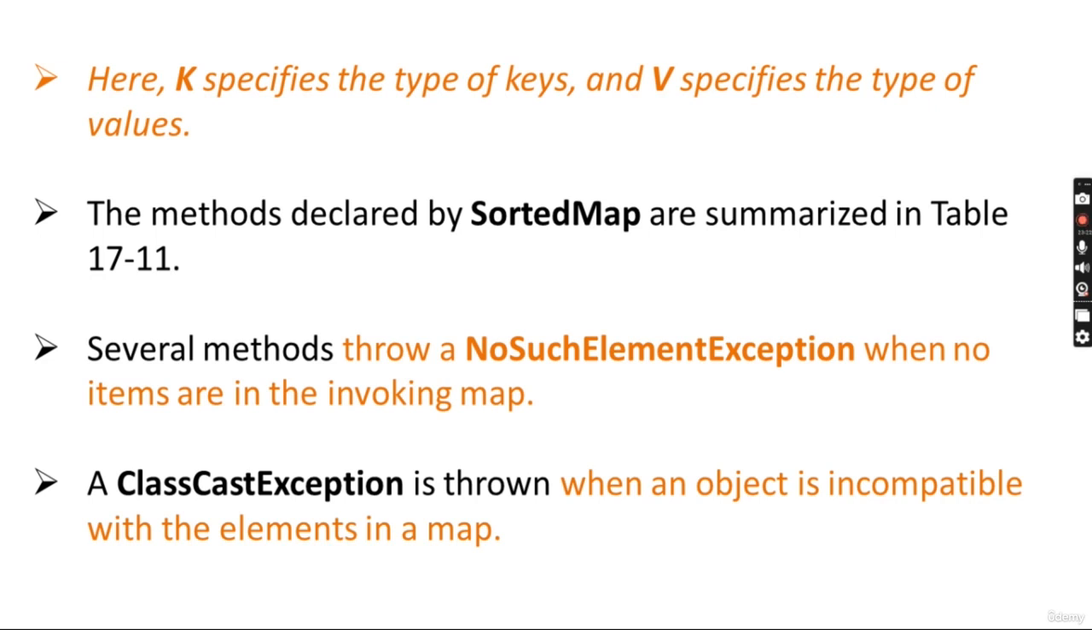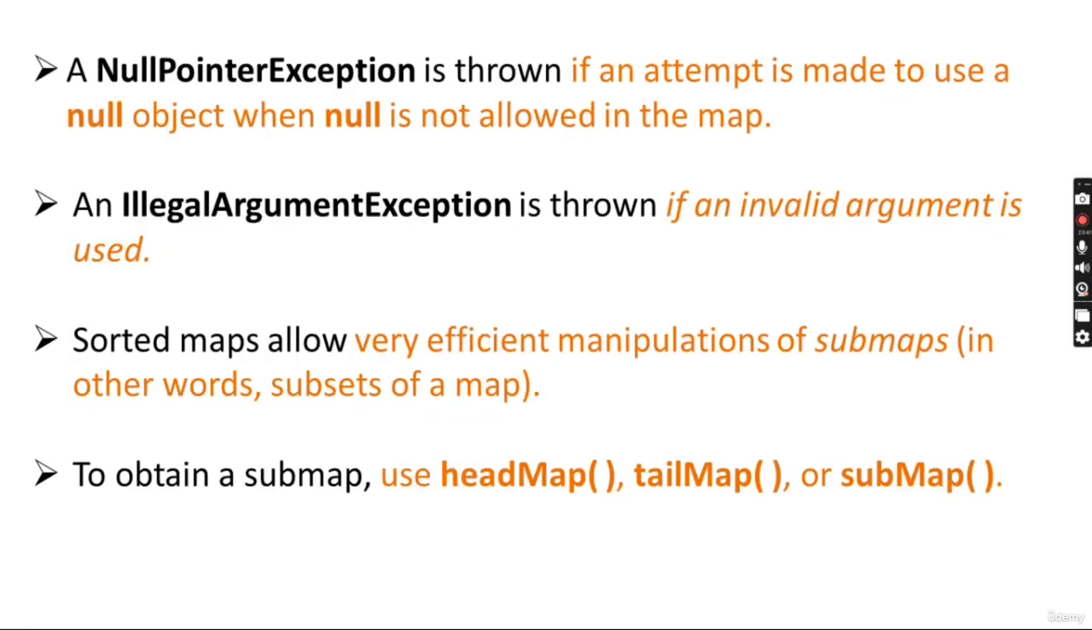Methods declared by SortedMap are summarized in Table 17-11. Several methods throw a NoSuchElementException when no items are in the invoking map, that is, no such element is present, like no key and no value. A ClassCastException is thrown when an object is incompatible with the elements in the map. A NullPointerException is thrown if an attempt is made to use a null object when null is not allowed in the map. An IllegalArgumentException is thrown if an invalid argument is used.